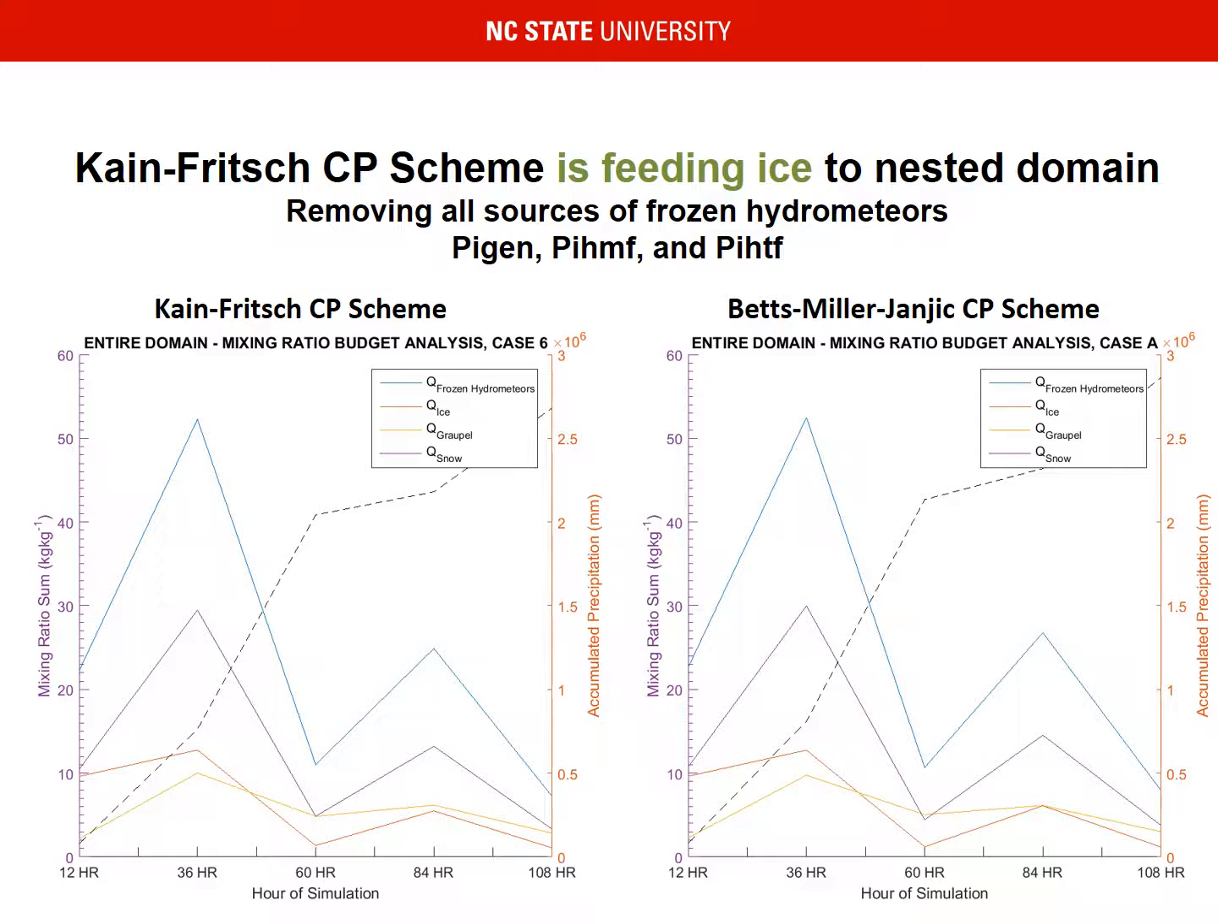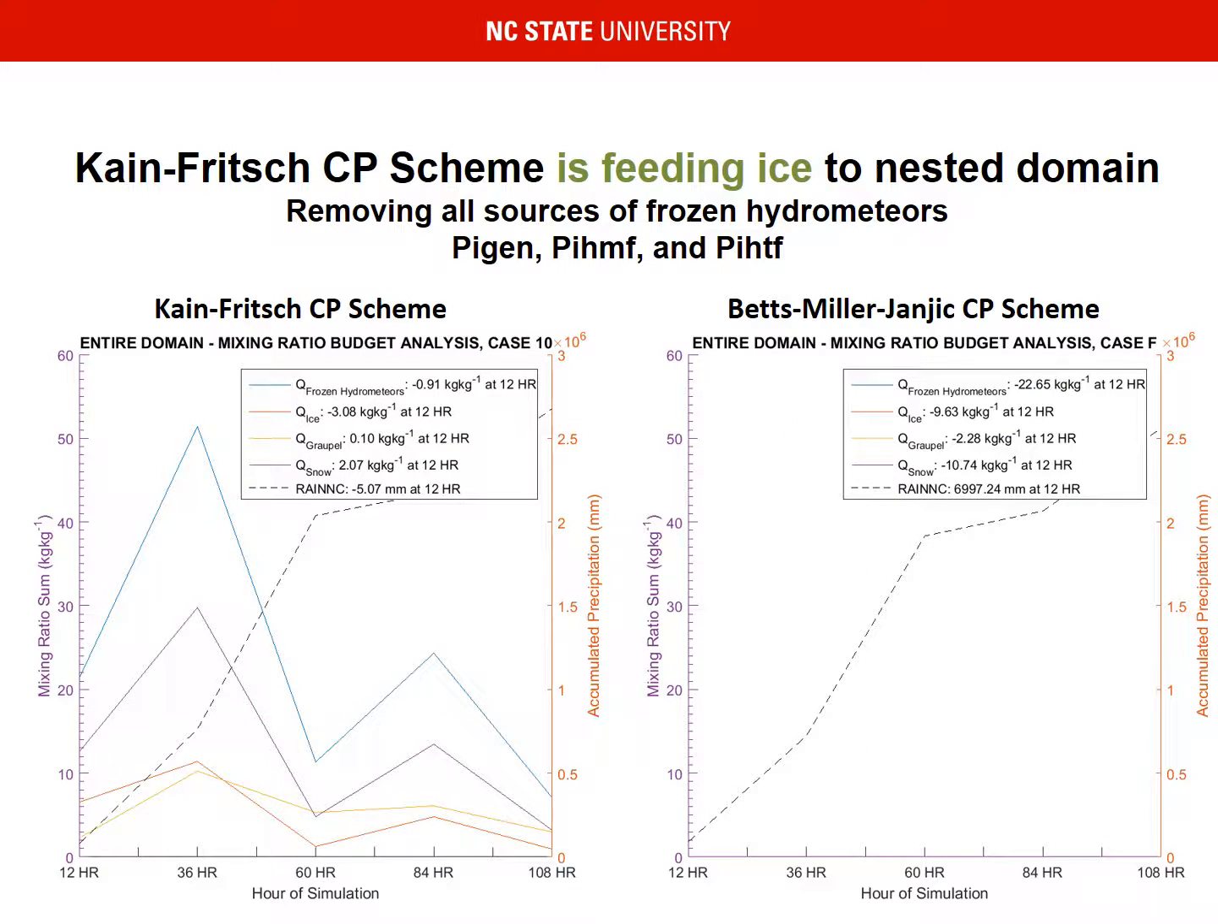What we're seeing off to the right is that in the Betts-Miller-Janjic, we are removing all the ice in the system, and we do see an impact along the secondary axis on the accumulated precipitation, but not in the Kain-Fritsch CP scheme. So this is the finding that the Kain-Fritsch CP scheme is indeed feeding ice to the nested domain.